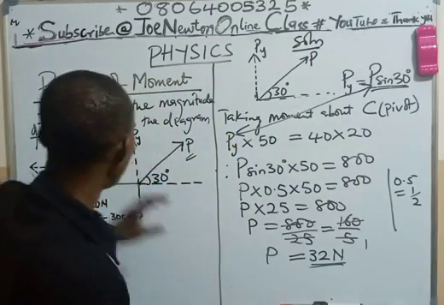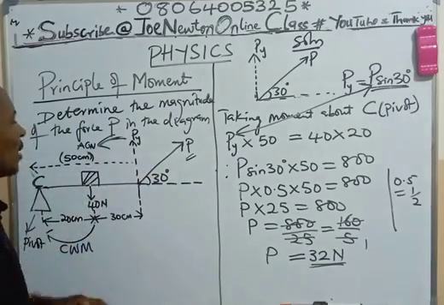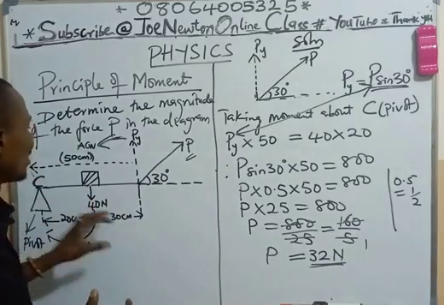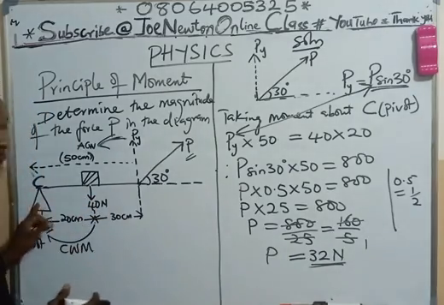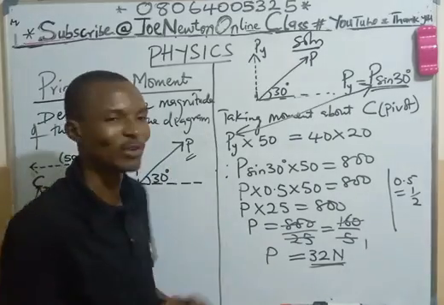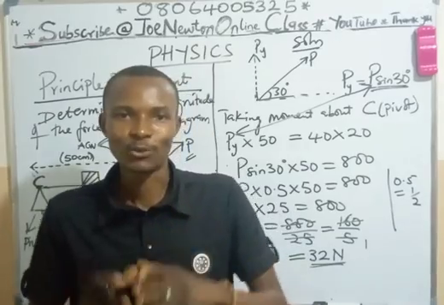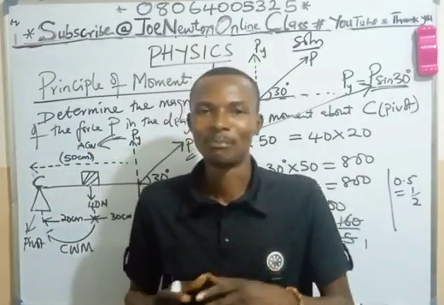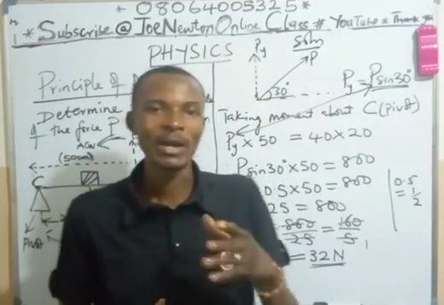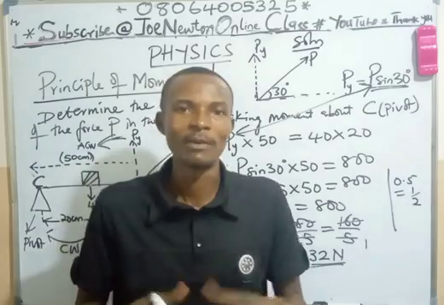So the force P here should be 32 Newton to keep this system in a state of equilibrium, balancing it with this force and taking the moment about the point where the pivot was C, as required in the diagram or in the question. I believe with this you have learned how to tackle similar problems involving the principle of moment, where you have maybe non-parallel coplanar forces or parallel coplanar forces.